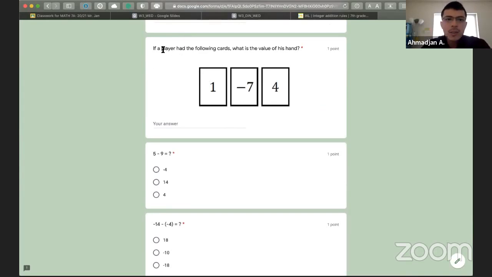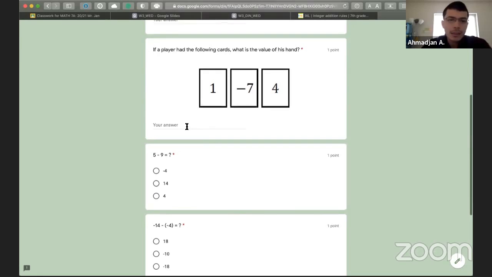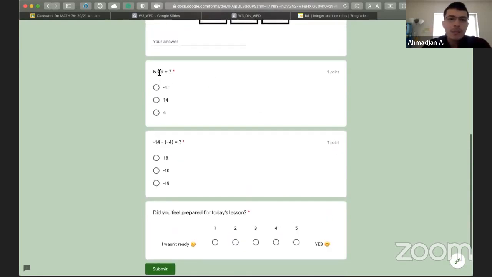So this is a kind of game problem. What do you think? If a player had the following cards, what is the value of his hand? It means you need to add all these numbers. You just use your calculator, like 1 plus -7 plus 4, and what do you think? And then the same thing: you have 5 minus 9. Which one is the bigger number? Use your calculator. What do you think the result would be? And the same thing for this one. So try to use your calculators.